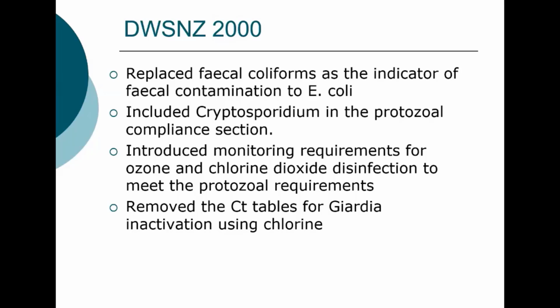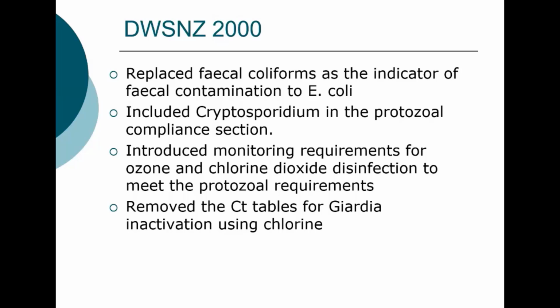And they removed Giardia from the CT tables when using chlorine. And the reason they did that is because cryptosporidium is much more resistant to chlorination than is Giardia. So if you can show that you've got sufficient inactivation of cryptosporidium oocysts, you would have sufficient inactivation of Giardia. So it was just considered redundant because Giardia is more susceptible to chlorination than is crypto.